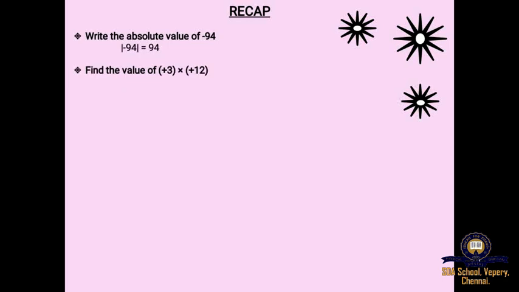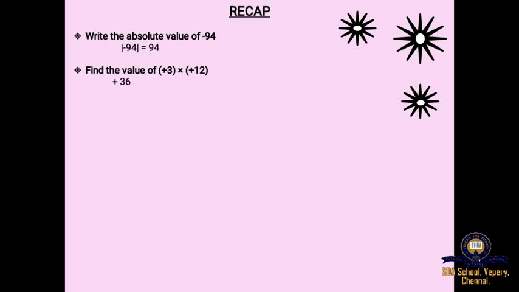I hope you all understood multiplication and division of integers. Now we will do a recap of what we learnt. Write the absolute value of minus 94. Yes, the absolute value of minus 94 is equal to 94. Find the value of plus 3 into plus 12. Yes, plus 3 into plus 12 is equal to plus 36.